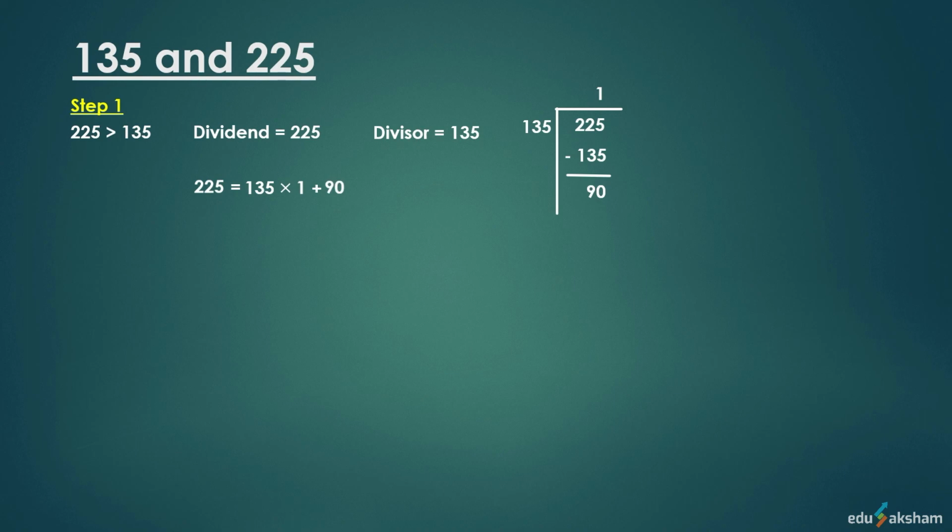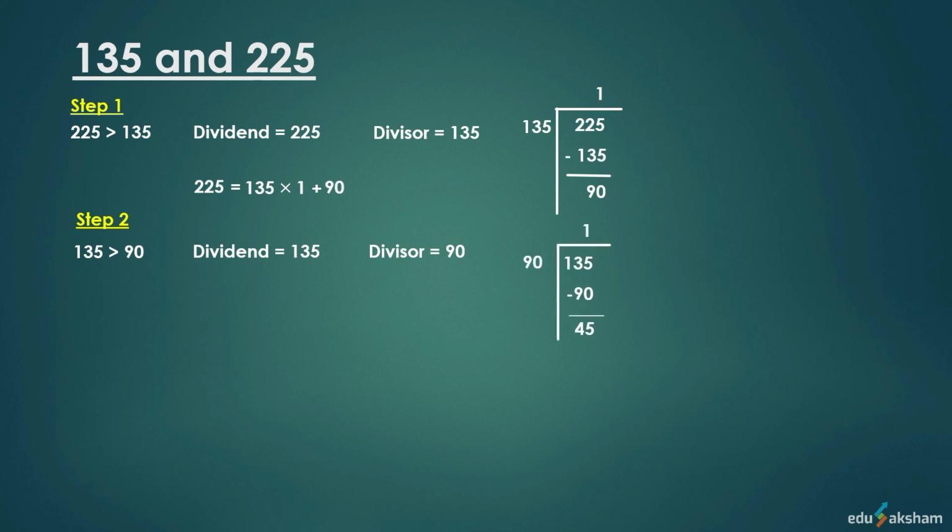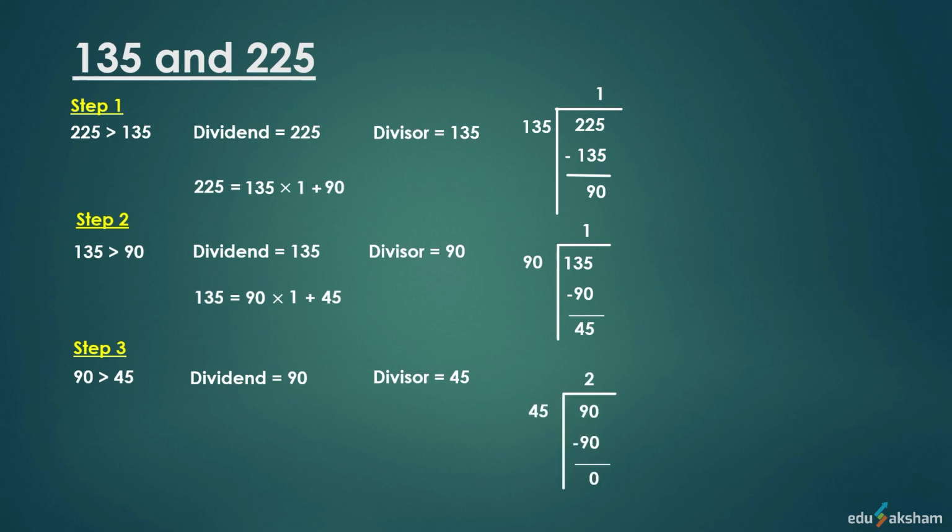We see that the remainder is not 0 at this stage. Therefore, we move to the next step, where the dividend will be 135 and the divisor will be 90. Dividing these two numbers using the long division method, we get the quotient as 1 and the remainder as 45. Hence, we move to the next step, in which the dividend will be 90 and the divisor is 45. Dividing these two numbers using the long division method, we get 2 as the quotient and 0 as the remainder.